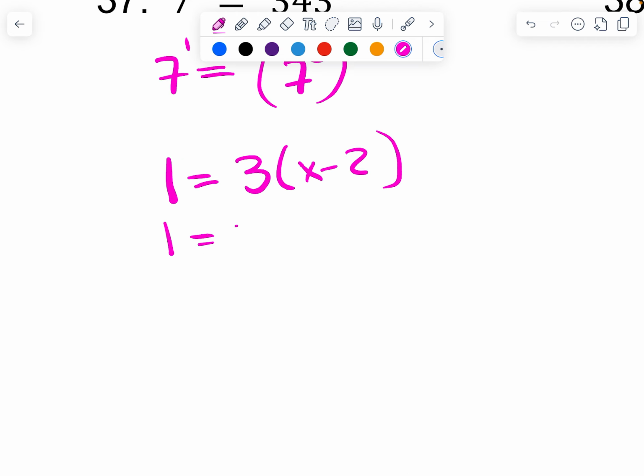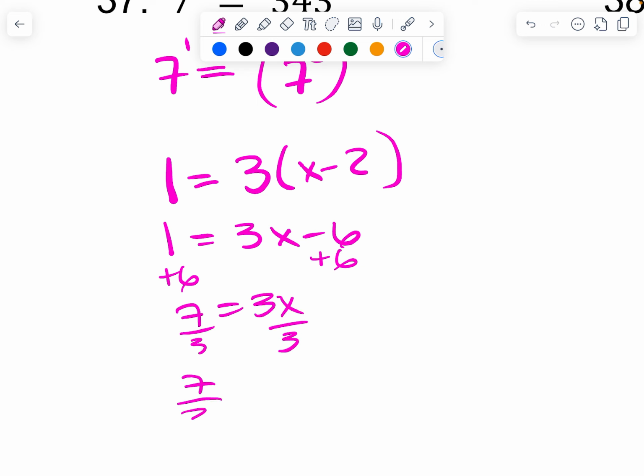1 equals 3x minus 6. Add 6 to both sides, get 7 equals 3x. Divide by 3 on both sides and get 7/3 equals x.